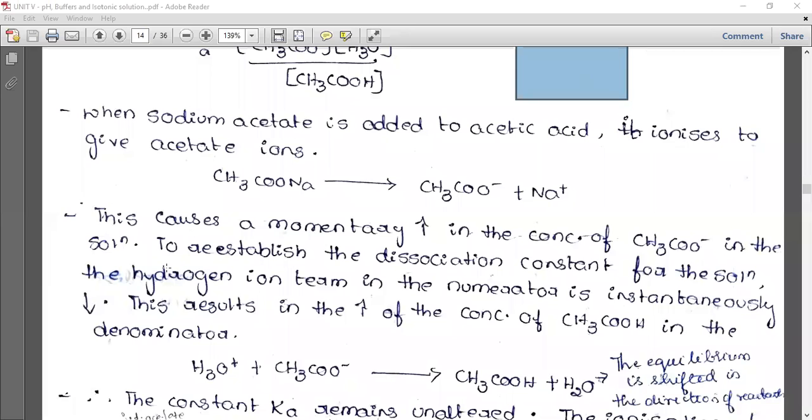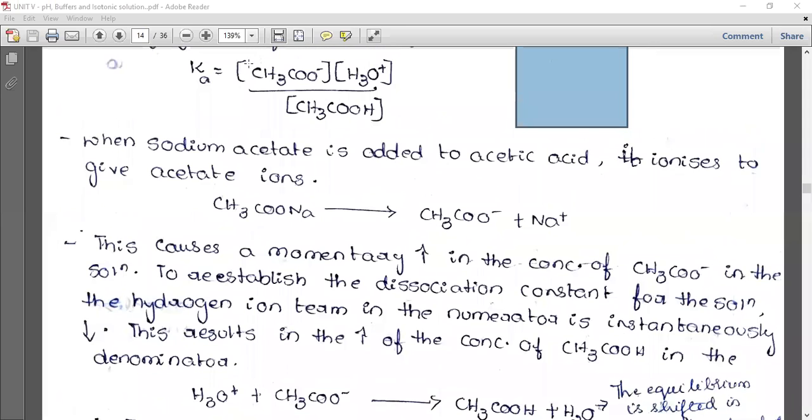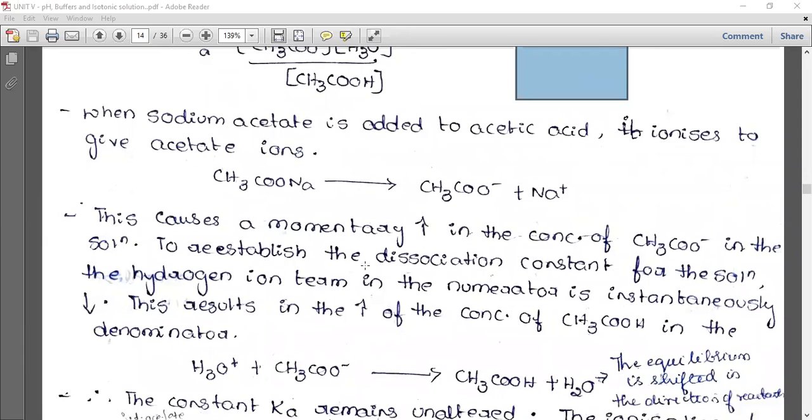Okay, so I'll repeat again. On adding sodium acetate, indirectly we're introducing the acetate ion. So because of this, the concentration of the acetate ion in the numerator increases. So there is an imbalance created between the dissociation constant and the numerator because of this increase. To counterbalance this, whatever hydrogen ion is there in the numerator will combine with the excess of acetate ion which has been given by the sodium acetate to neutralize it, and forms acetic acid.